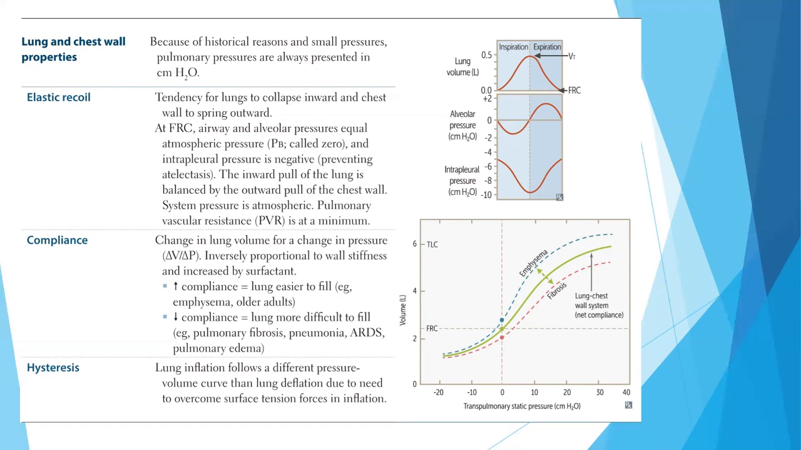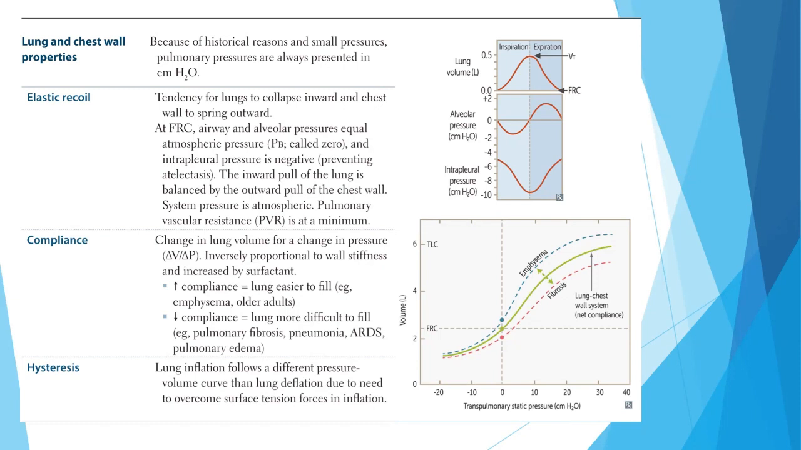The compliance is the change in lung volume for a change in pressure. So change in volume, delta V, by change in pressure, delta P. Compliance is inversely proportional to the wall stiffness and is increased by surfactant. Increased compliance means that the lung is easier to fill. Example, emphysema and older adults. Decreased compliance means the lung is more difficult to fill. Example, pulmonary fibrosis, pneumonia, ARDS, and pulmonary edema.